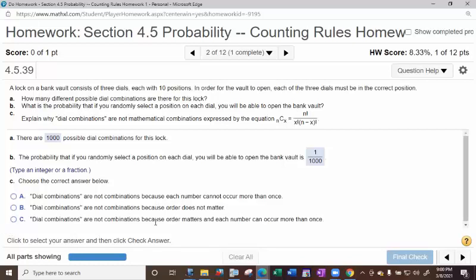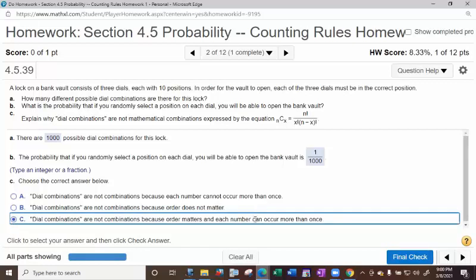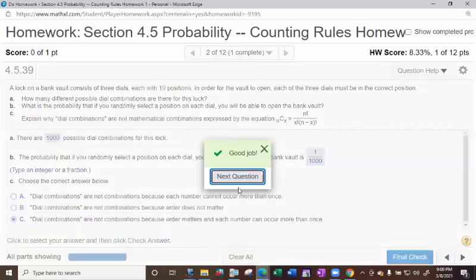I'm not so concerned about the order matters part here as I am concerned about each number can occur more than once. That's the key that makes it not be that. Those were the first rules we learned, which I usually call multiplication principles. I don't know what they were called in this book. That's the reason why.